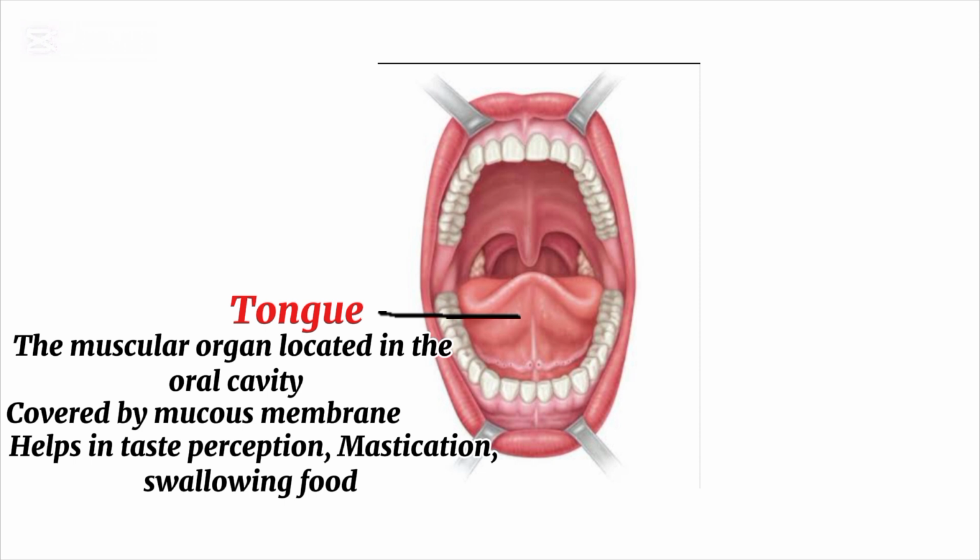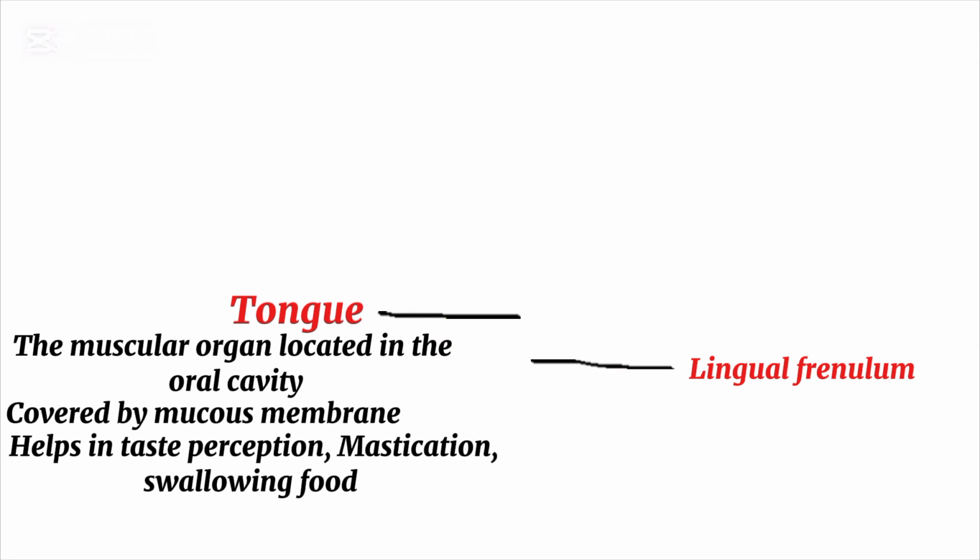It is attached to the floor of the mouth by lingual frenulum. Frenulum is a fold of tissue that connects one movable part to a rigid one in the oral cavity, just as lingual frenulum connects the movable part, the tongue, to the floor of the mouth, that is a rigid structure.